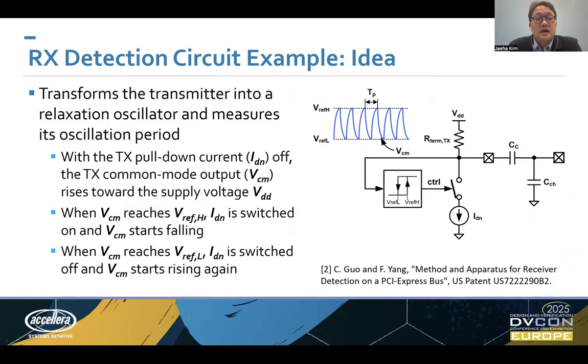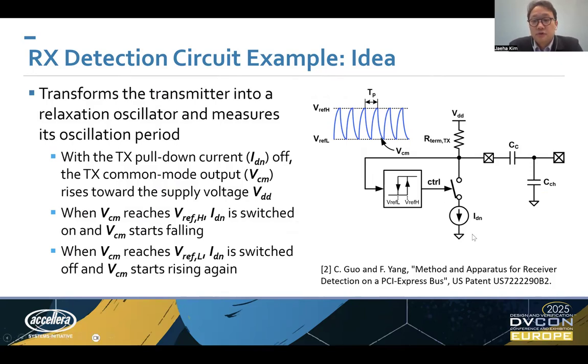There are many ways to implement this receive detection circuit. The one idea that we're going to consider in this talk is the one described by this patent by Guo and Yang. The idea basically transformed the transmitter into a relaxation oscillator and measured its oscillation period to determine whether the receiver is present or not. The receiver detection circuit may use its dedicated pull-down circuit, or it may actually recycle the pull-down current driver which is already part of the main driver.